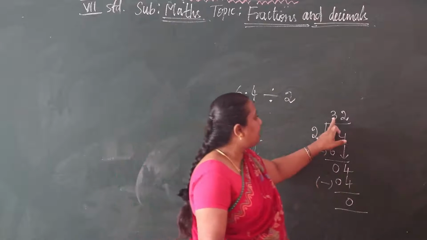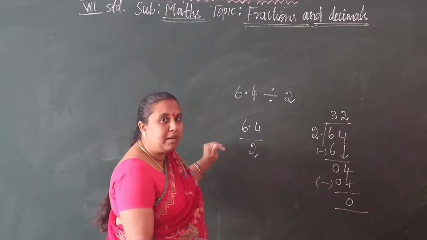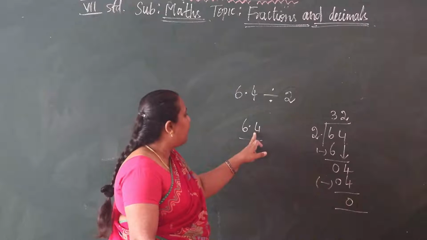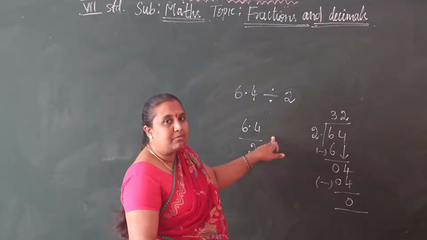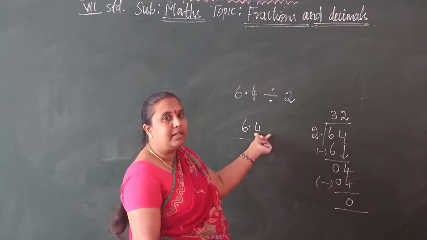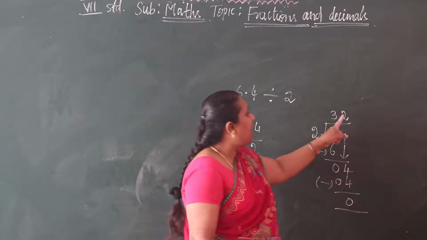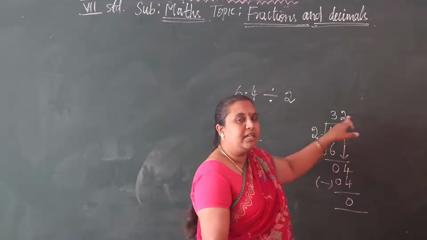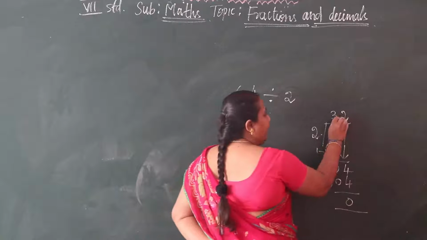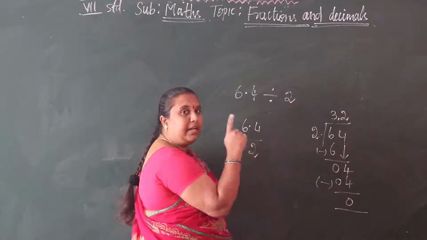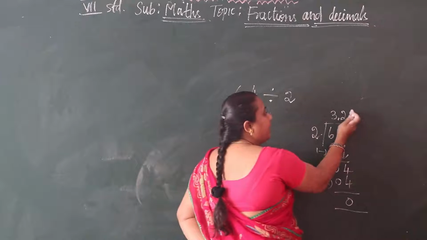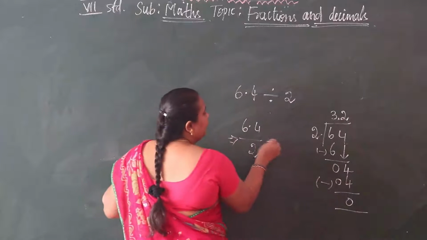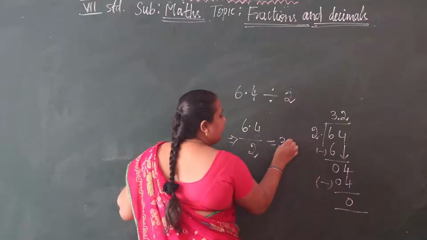Now we have the quotient 32, but we have the decimal number 6.4 here. So how many decimal places are there? After the decimal point we have 1 decimal part, only one number. So we have to put the decimal point in this quotient. From the right side of the quotient, we have to take 1 number, because here we have 1 number in the decimal part. After taking 1 number, we put the decimal point. So what is the answer here? 6.4 by 2 is 3.2.